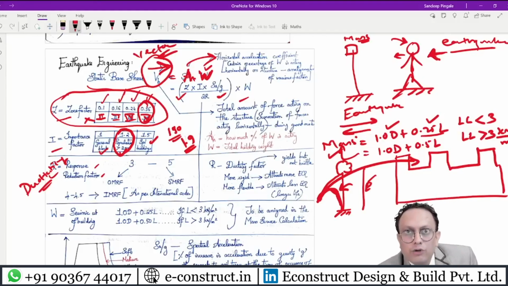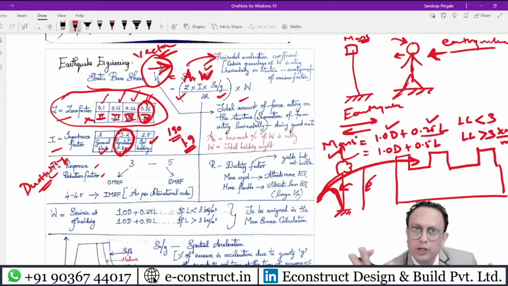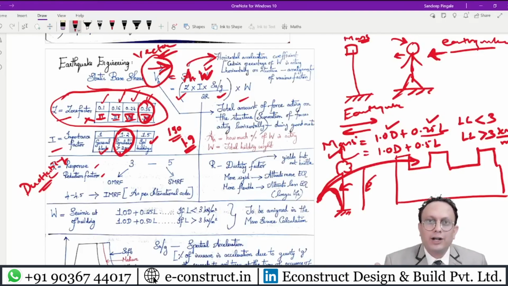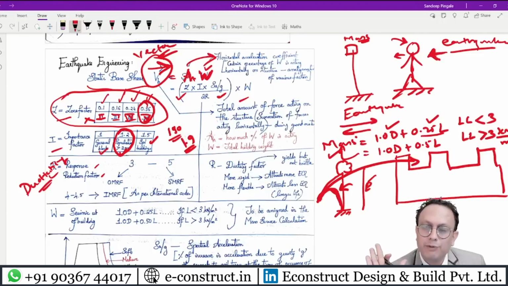The more the R value, the more ductile the structure. The lesser the R value, the more rigid the structure. So rigidity and ductility are completely opposite. If you want a very natural example, I may sound weird, but I'll tell you something that will go inside your psychological mind and that you will not forget at any moment.